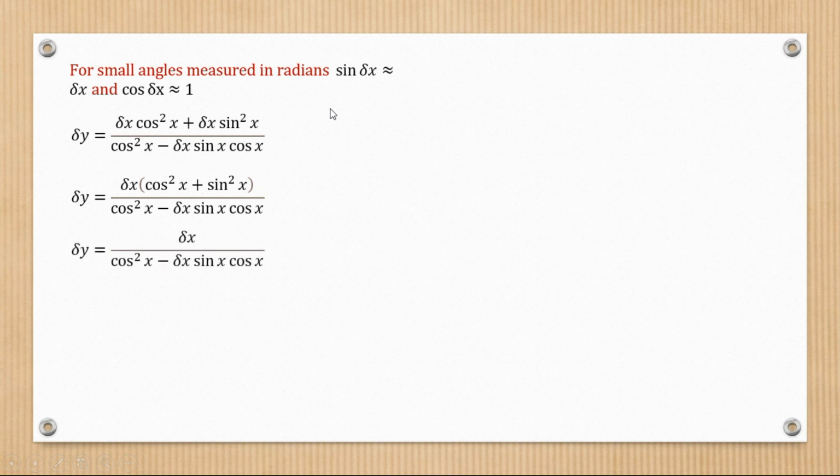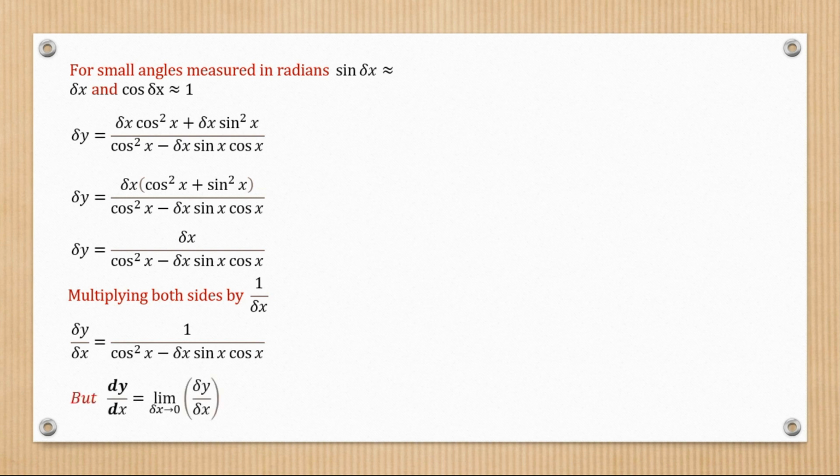So now next we can see that this is what we're left with, because cos squared x plus sine squared x is equal to 1. Now multiplying both sides by 1 over change in x, we can see that change in y over change in x is equal to 1 over that value. But we know dy dx is going to be equal to that.